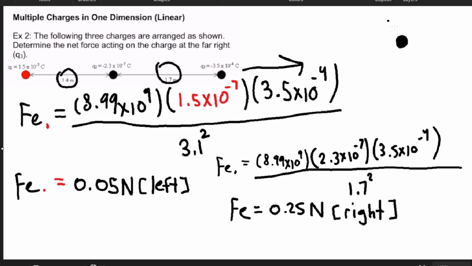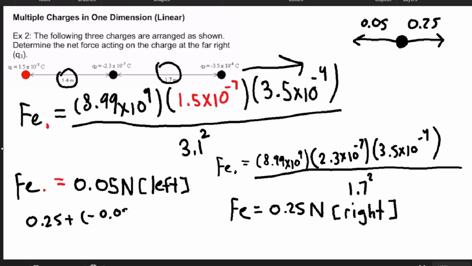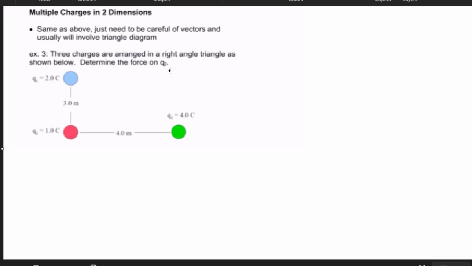And then just add the vectors together. This one going right is 0.25, and this one is 0.05. So if we say that left is negative, then we can just do 0.25 plus negative 0.05, and this gives us 0.20 newtons. And because it's the right direction that's overpowering it, we do right, because the right vector is greater.